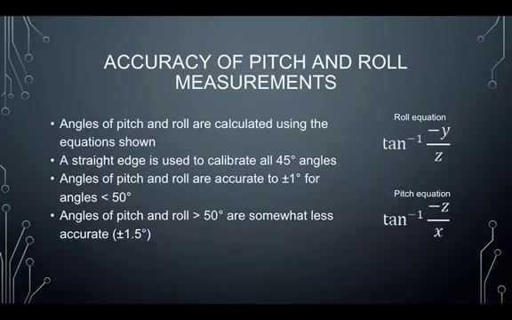As shown here, by using two axes for pitch and roll calculations, we are able to report the full 360-degree range of motion. Upward motion is reported between 0 and 180 degrees, while inverted motion is reported between 0 and negative 180 degrees. The accuracy of these measurements is somewhat dependent on the accuracy of the accelerometer itself. While we have verified that up to 45 degrees accuracy remains plus or minus 1 degree, for angles exceeding 50 degrees, accuracy tends to degrade.